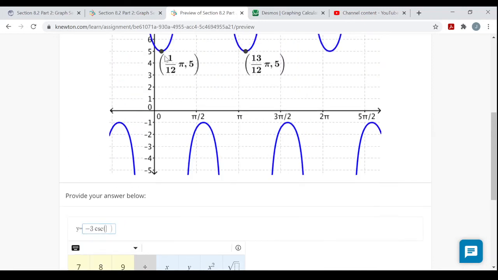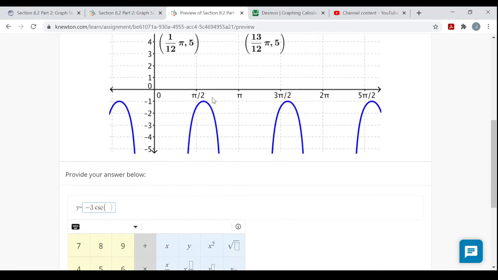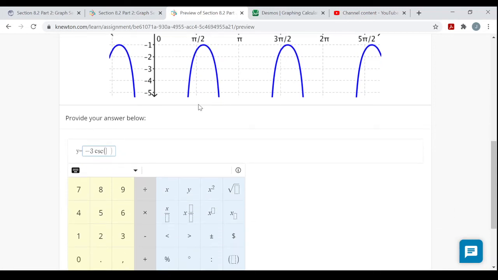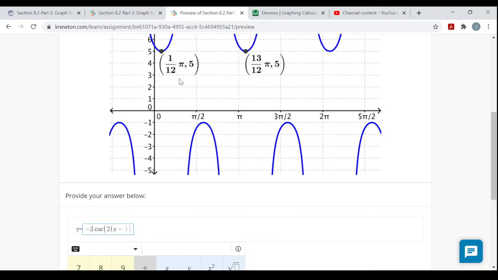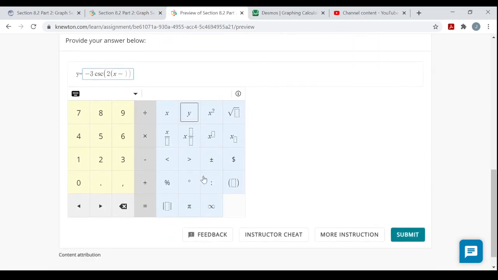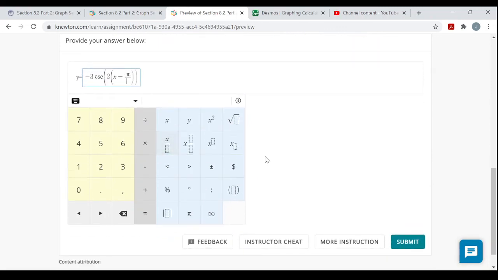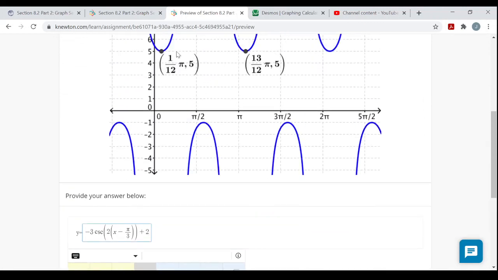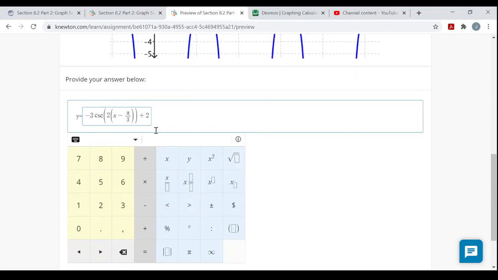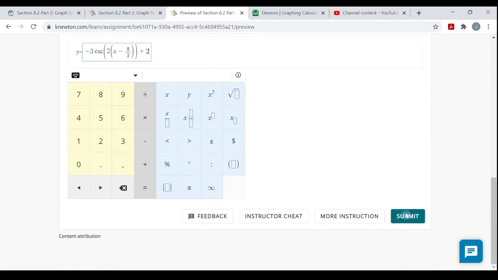The period here, I mentioned, pi over 12 to 13 pi over 12 is pi. So that b needs to be 2, right? So 2 times the quantity x minus, and if I was looking at this as a sine wave, starting at the midline, it'd be starting at positive pi over 3. So I got 2 times x minus pi over 3 there. And then the midline's at 2, because we're going from -1 to 5. And this is in the form that I would recommend just keeping things in.